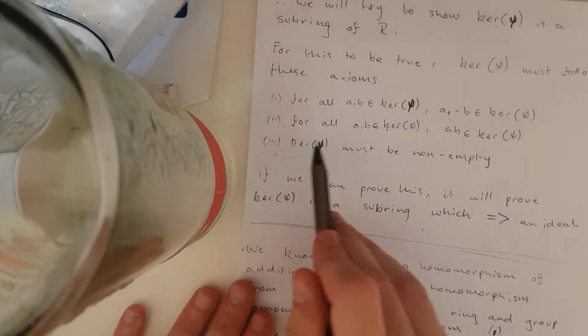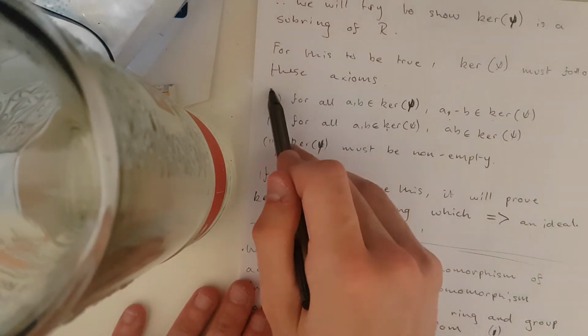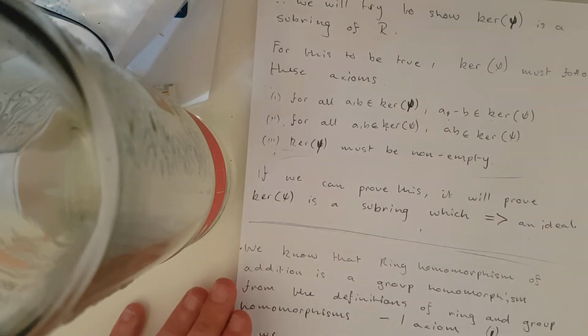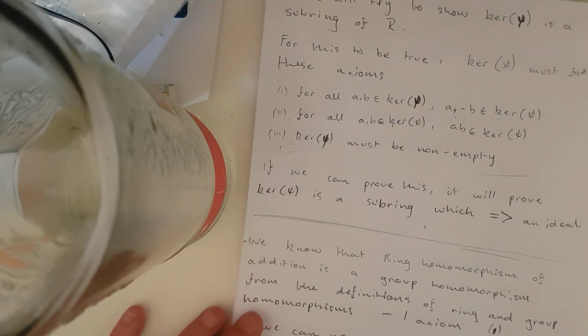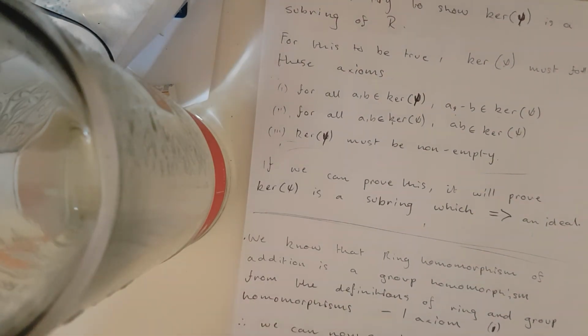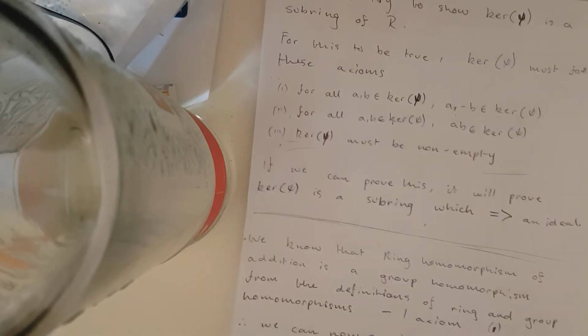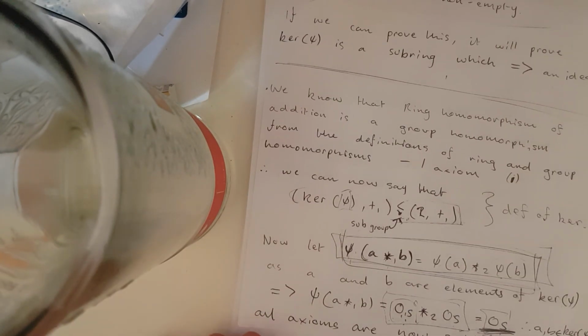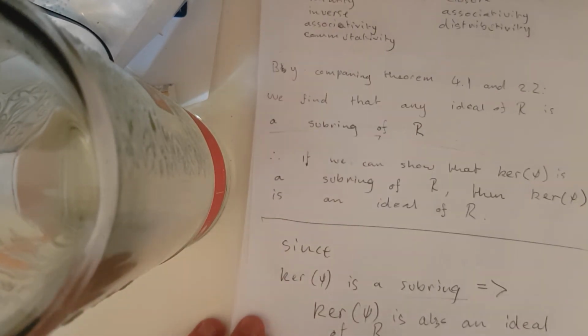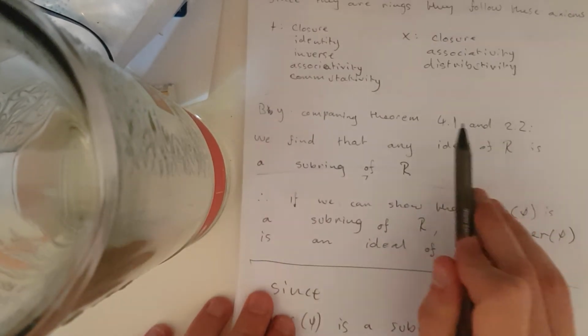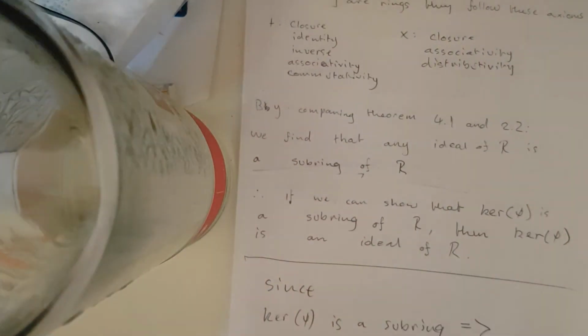So through this, we have shown all three axioms are satisfied from the kernel of the ring homomorphism. Therefore, it is a subring because all are satisfied. And as a result, as the kernel is a subring, the kernel must also be an ideal of R by comparing theorems 4.1 and 2.2. Thank you.